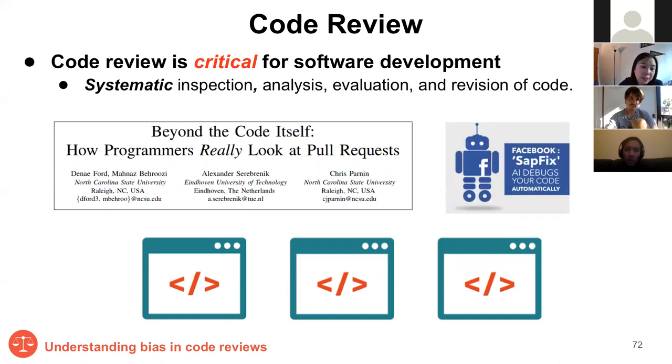Furthermore, in recent years, not all the code changes are generated by humans anymore. Automated program repair tools, that we call APR for short, sometimes are already deployed in industry, for example, like Facebook's SapFix. This means nowadays as a software developer, we may need to review code changes that are made by humans or machines.